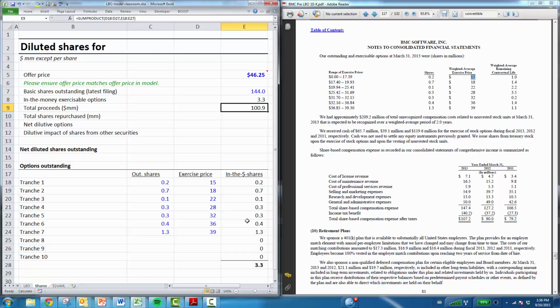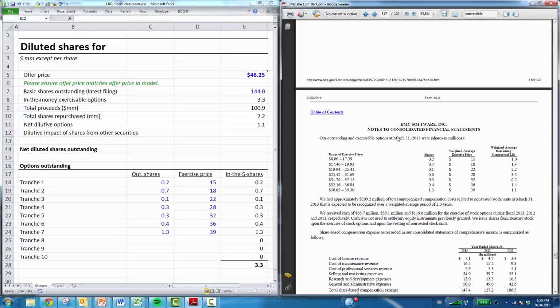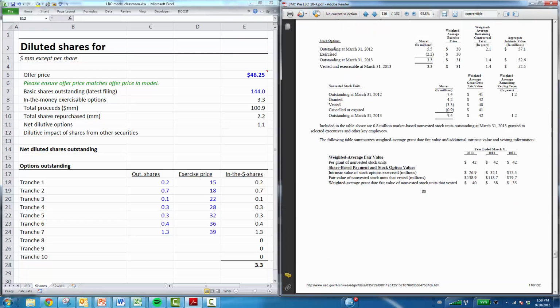let's assume that the company will obviously also get the proceeds associated with it. Well, how many shares can be repurchased at $46 a share with $100 million? 2.2, so that the net dilutive impact is not 3.3, which is the gross dilution, but rather 1.1 million. Now, other securities we've already identified, if you scroll back up here, that the restricted stock, there's about 7.4 million outstanding restricted shares, so let's put that in.